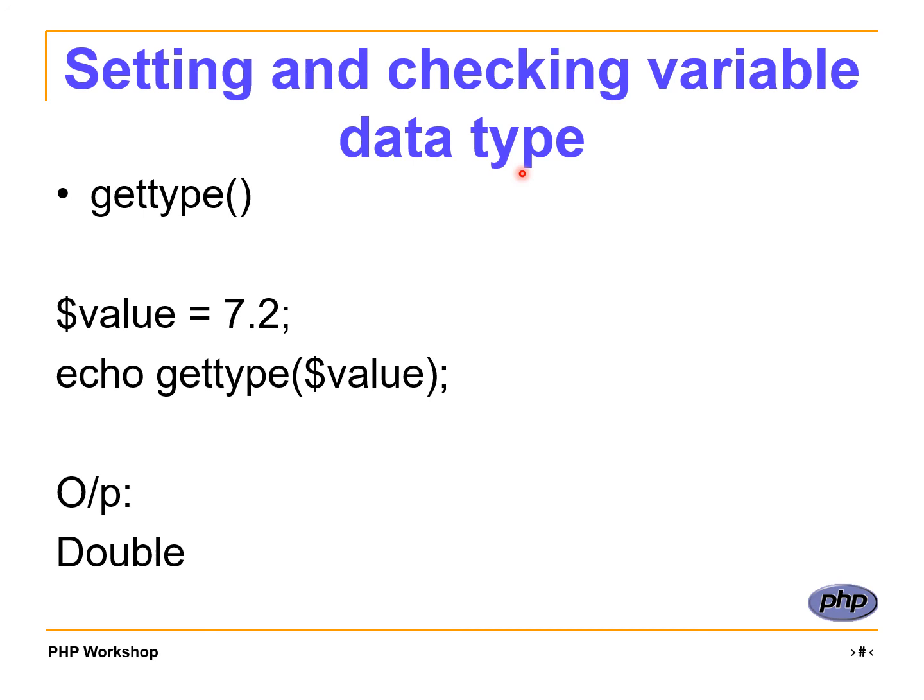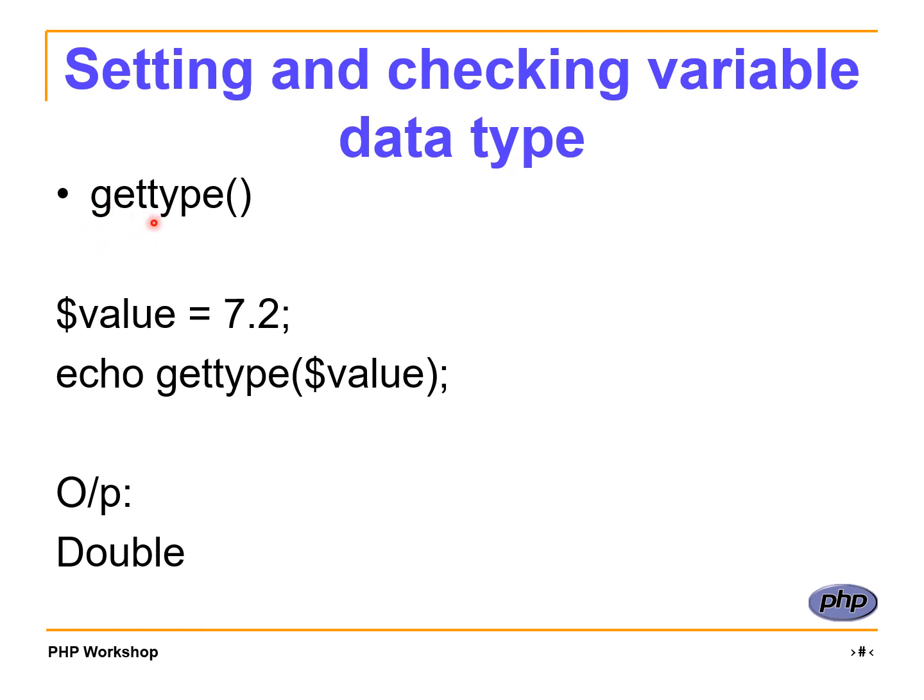If $age is equal to 20, which means 20 is numeric data, so that $age is a numeric variable. Likewise, depending upon the data stored in a variable, its data type is assigned.